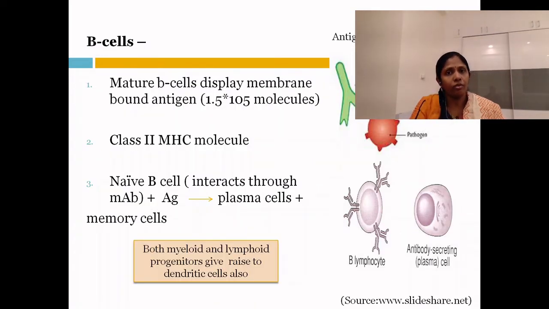Coming to the next type of lymphocytes, that is B cells or B lymphocytes. The B cells originate in the bone marrow and also undergo maturation in the bone marrow itself. Mature B cells display membrane-bound antibodies.